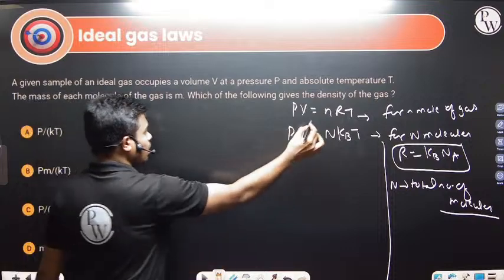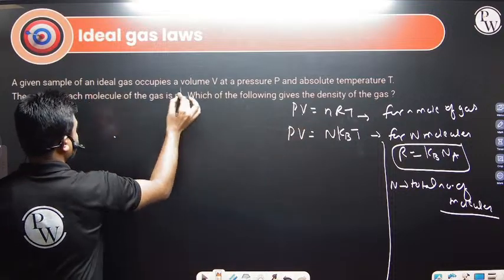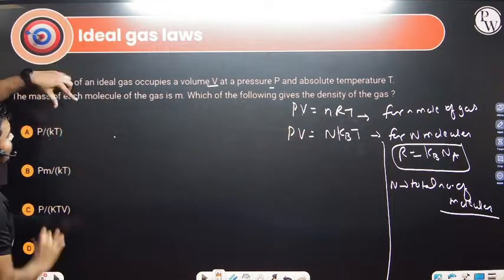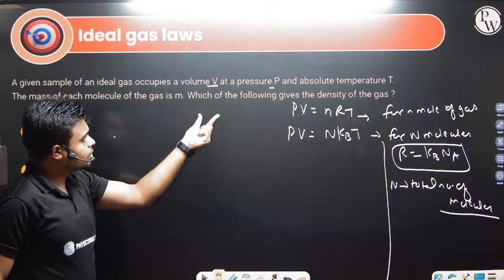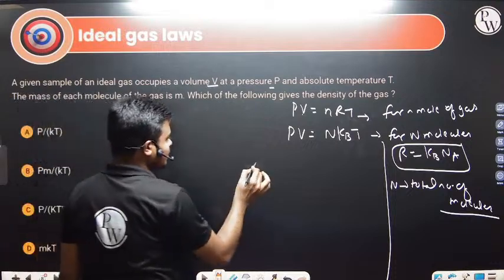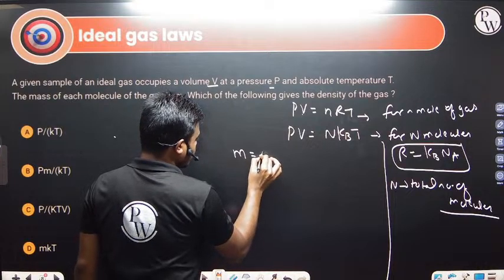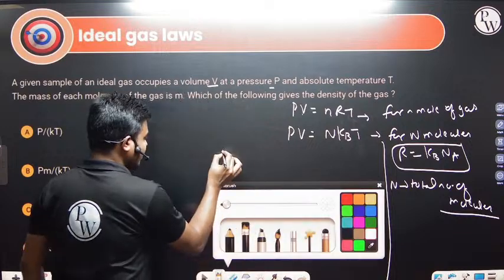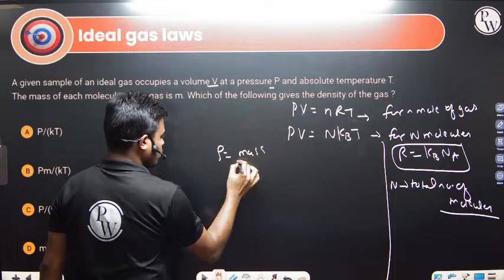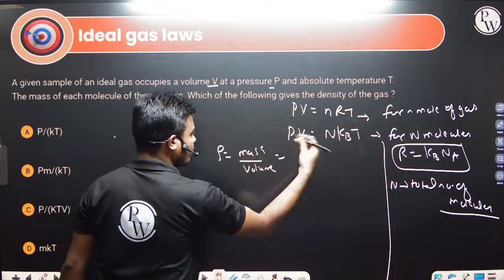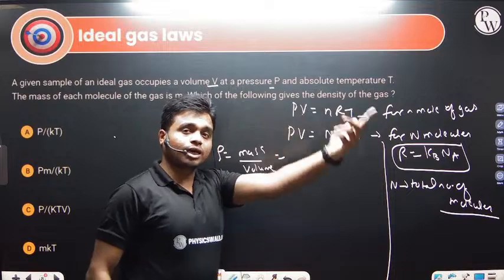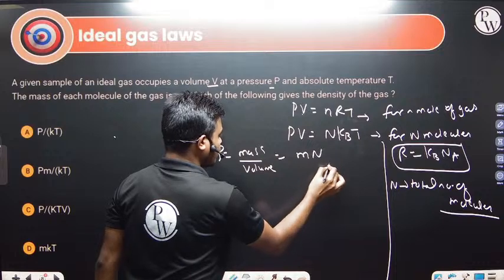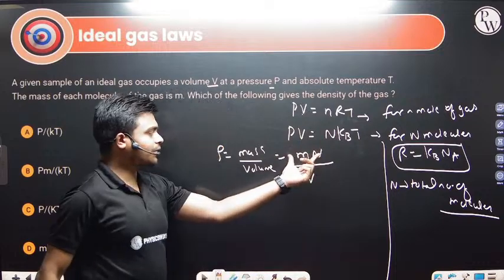Solving this, what they are asking: a sample of an ideal gas occupies a volume V at a pressure P and absolute temperature T. The mass of each molecule of the gas is small m. Which of the following gives the density of the gas? Density rho is equal to mass divided by volume. How many molecules do we have? N molecules. The mass of one molecule is small m, so the total mass is m into capital N, divided by volume.